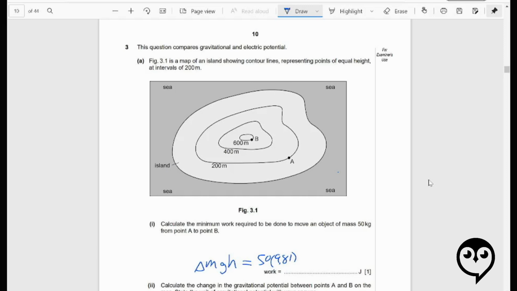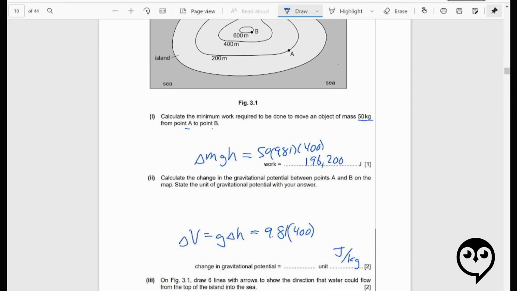Okay, and this is a great question on gravitational and electric potential. This is from the Cambridge Pre-U June 2012, paper 3. So we've got a map here with the contour lines shown. You understand from your geography class that each point on a line represents equal height, and the lines are drawn at intervals of 200 meters. Now, calculate the change in gravitational potential between points A and B on the map.